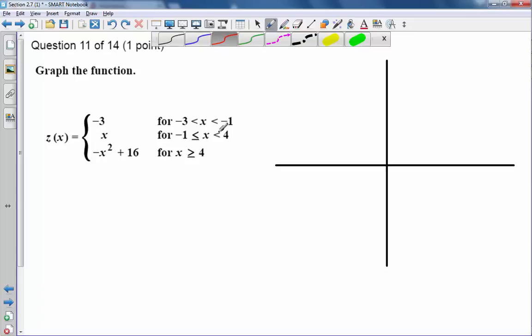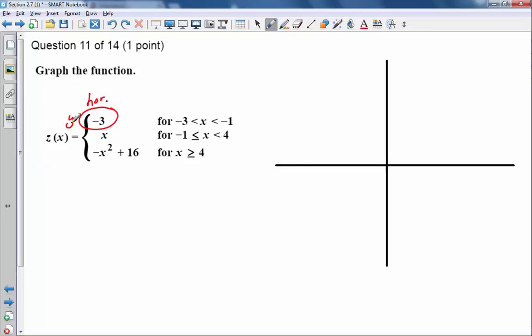First one, I'm going to picture in red. What kind of graph is this? Is it a parabola? It's a line. Actually, what kind? Horizontal line. Y equals -3. Y equals -3 is a left to right straight line at -3. So let's go 1, 2, 3 here.